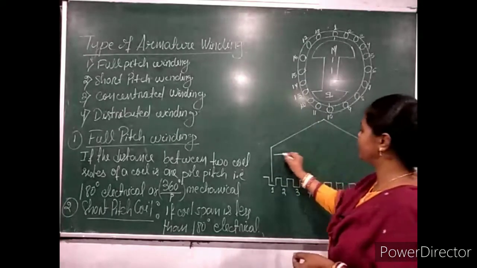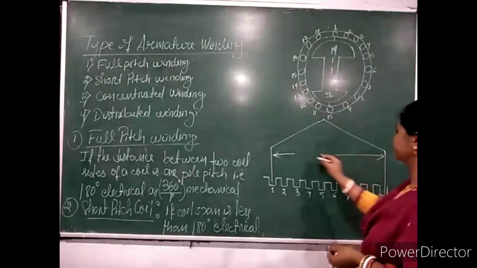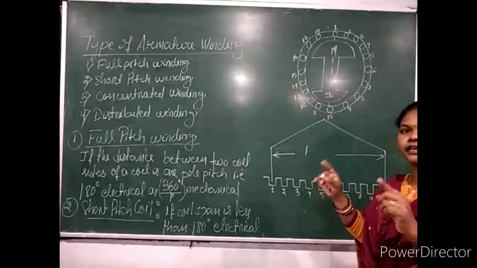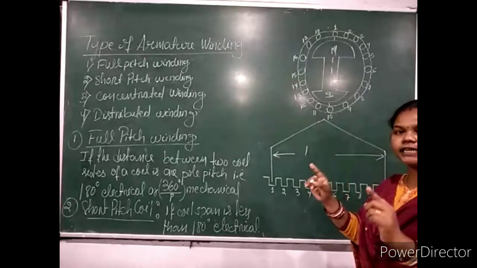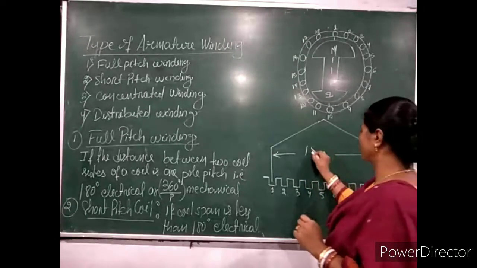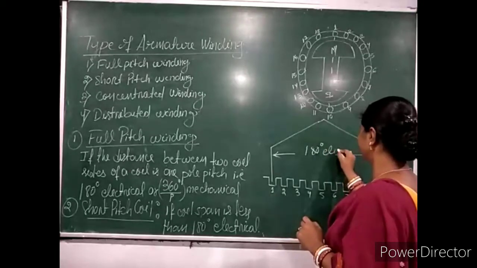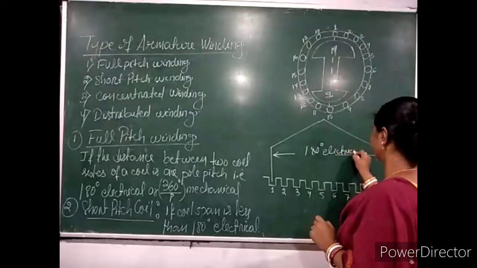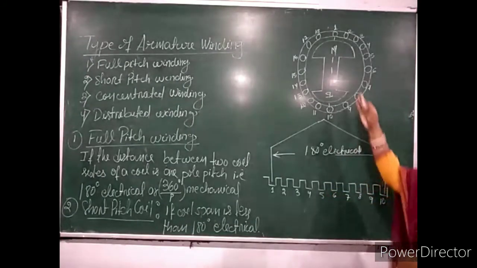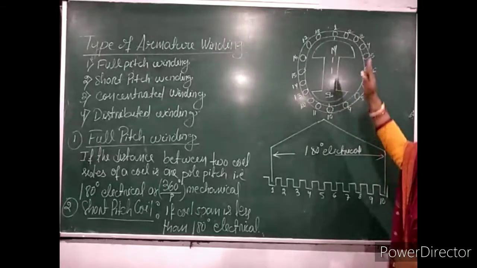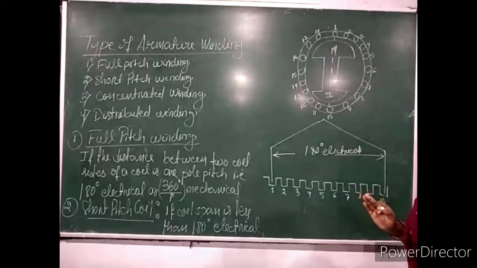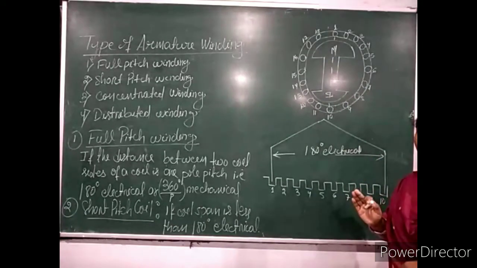If the distance between these two coil sides is equal to one pole pitch, meaning the distance between two conductors is 180 degree electrical or 360 by P mechanical. So, here it is clearly visible that the distance between these two conductors is 180 degree, then only the winding is named as full pitch winding.